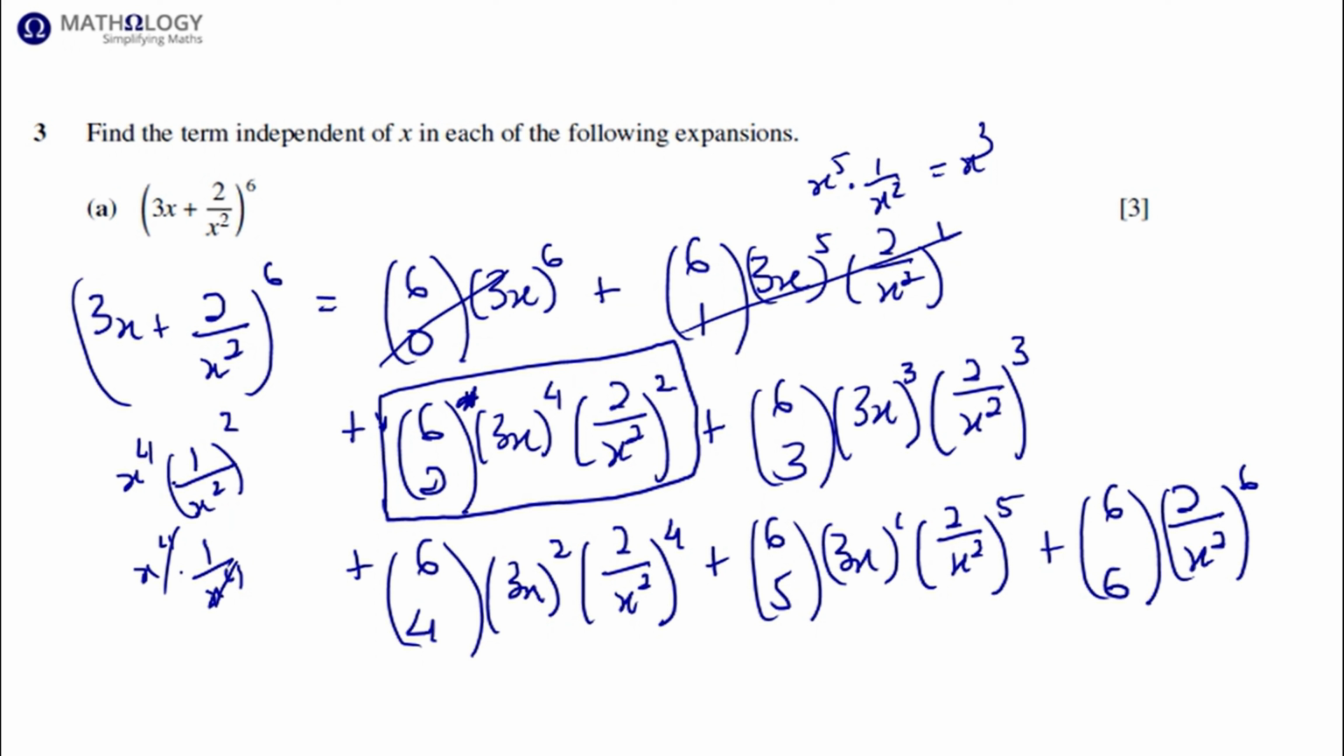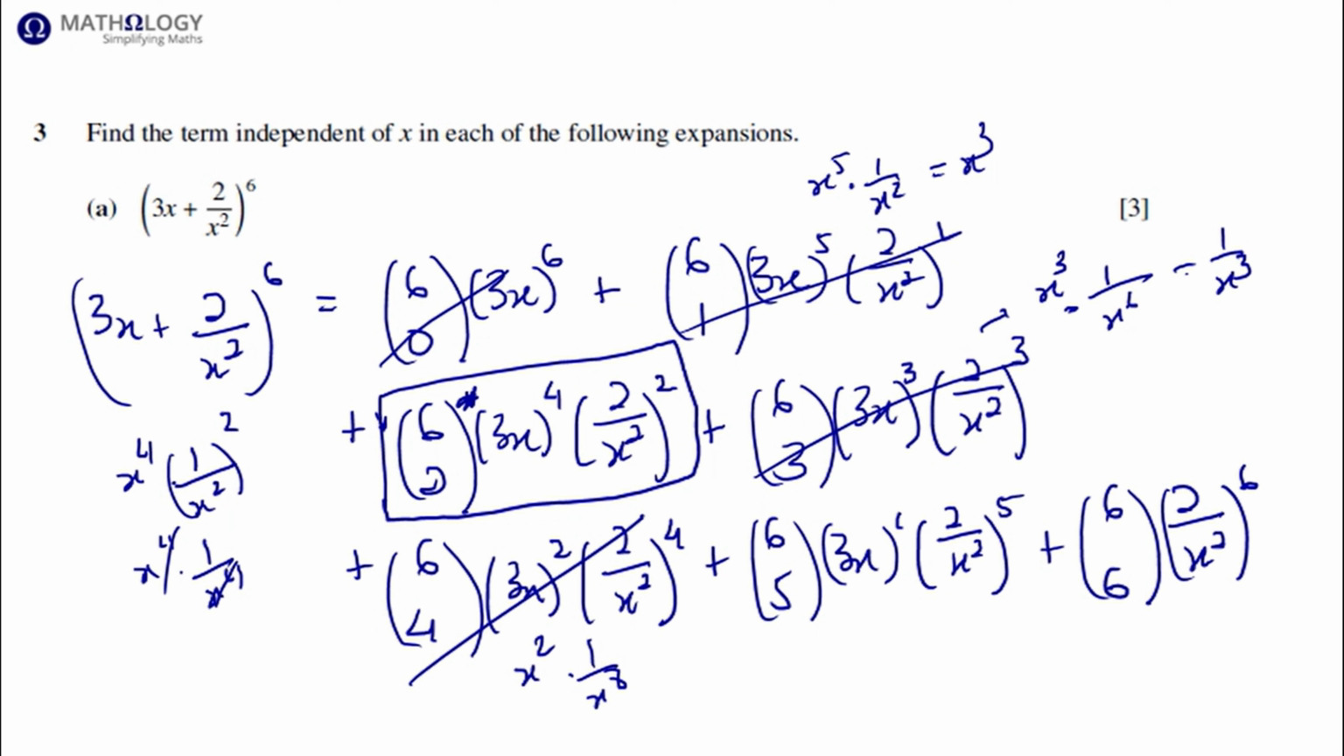I'm going to continue through the rest of the terms just to make sure that we haven't left anything out. So this term over here will have an x cubed times 1 over x squared cubed, which would be x to the 6. That's going to give us 1 over x to the 3. This contains an x term, so we don't worry about that. We'll have an x squared over here and 1 over x to the 8. We've got a term in x, so we're not interested in that term either.